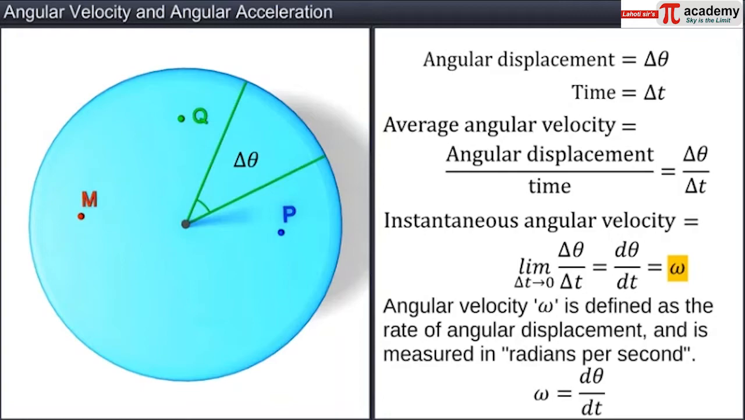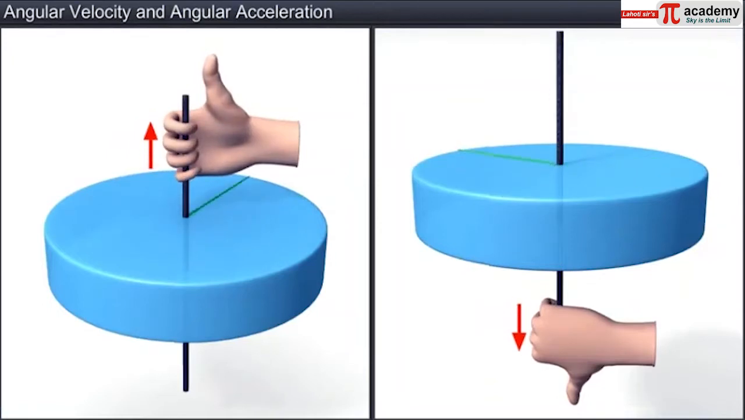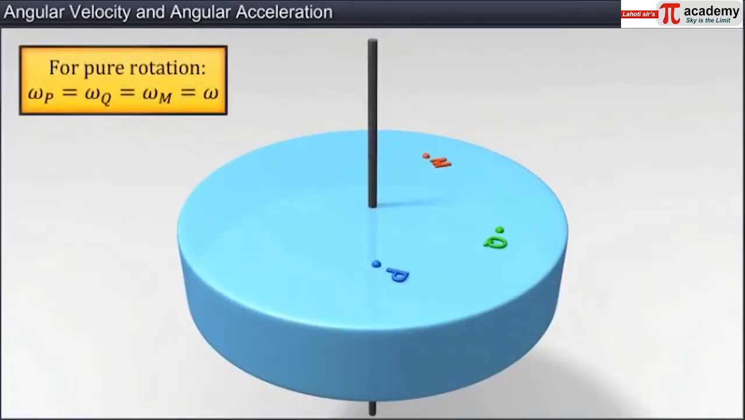Angular velocity omega is defined as the rate of angular displacement and is measured in radians per second. Note that the angular velocity is a vector quantity. If the right hand's fingers are curled in the direction of the rotation of the body, the direction of the stretched thumb is the direction of the angular velocity omega. When a rigid body is in pure rotational motion, the angular velocity of each particle is the same and is equal to the angular velocity of the whole body.